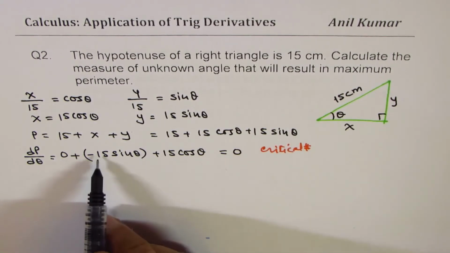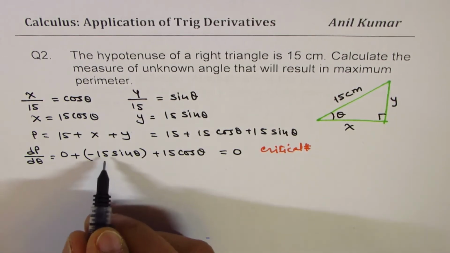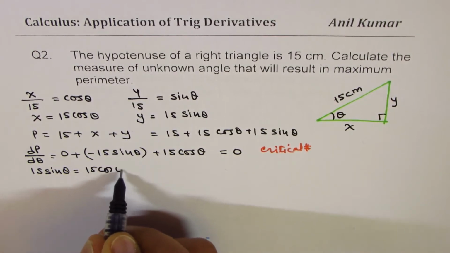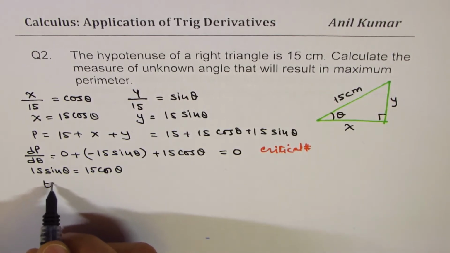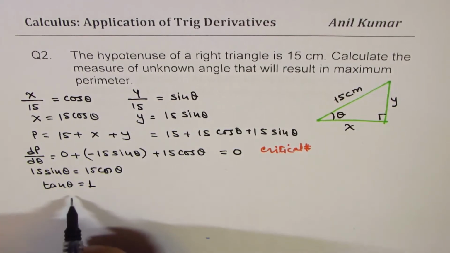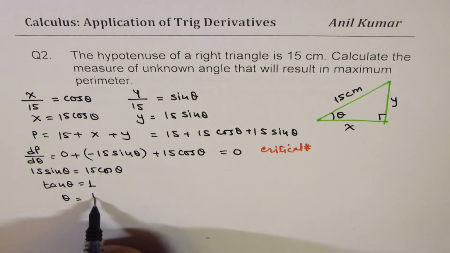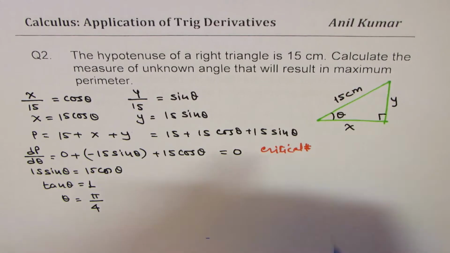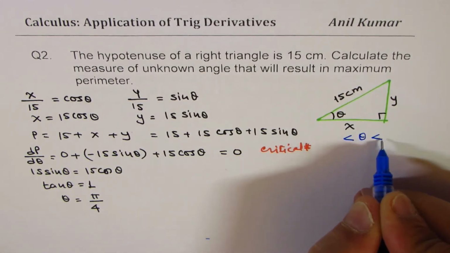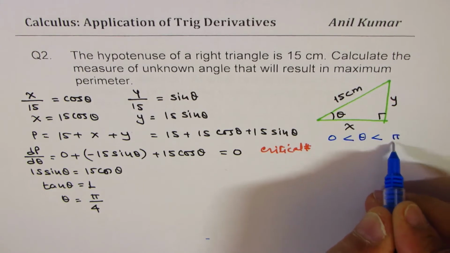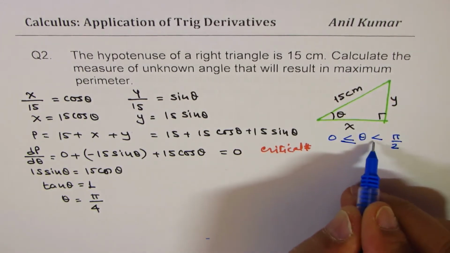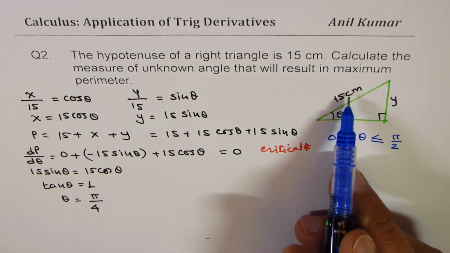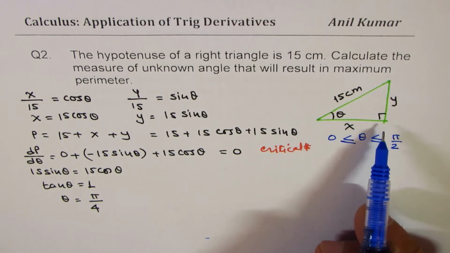And therefore, we can now take it to the other side and say 15 sin theta equals 15 cos theta, or dividing, we get tan theta equals 1, and this is when theta equals pi by 4. Remember, in this particular case, theta is between 0 and pi by 2. We'll write this as a closed interval. However, we know that if it is 0, we'll get a triangle like this, so this will coincide with the adjacent side.